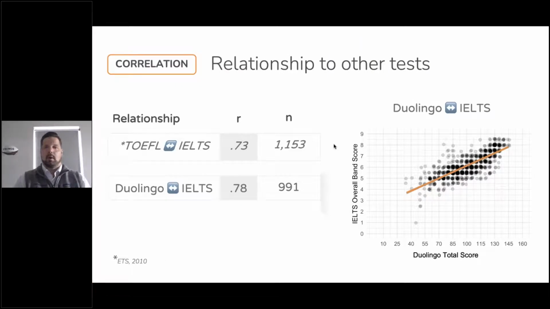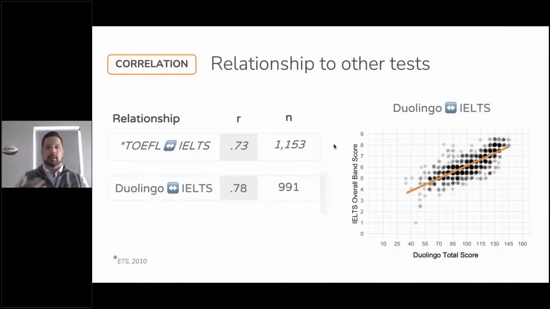So, being a new test, we also have to correlate well with the tests that are already existing. And so we did two major tests between TOEFL and IELTS, and then of course with Duolingo and IELTS, and then Duolingo with TOEFL. What you can see there is how many students we actually tested. You can see the graph there to the right of where those scores landed. Between TOEFL and IELTS, they correlated at 0.73. Between Duolingo and IELTS, we correlate at a 0.78.